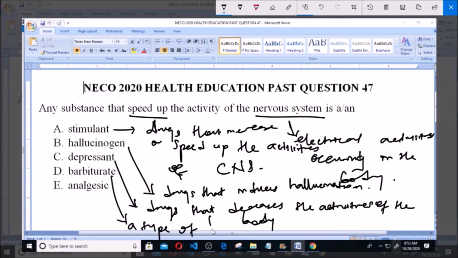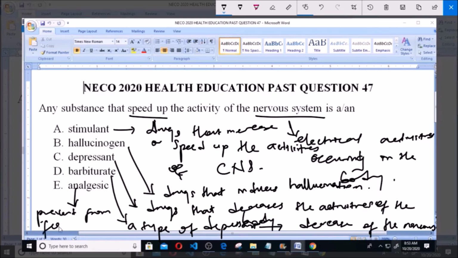A type of depressant. So since barbiturate is a type of depressant, then we can say that barbiturate also decreases the activity of the nervous system. Now option E says analgesic. Analgesics are those drugs that are given to patients in order to reduce pain or to prevent them from feeling pain. So those are the analgesics.